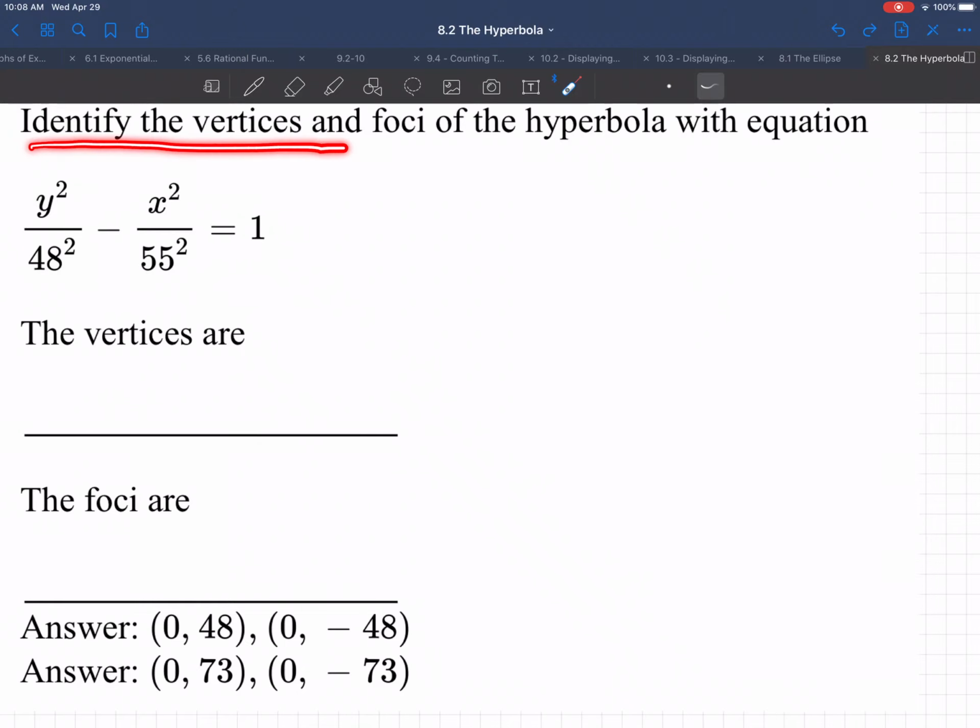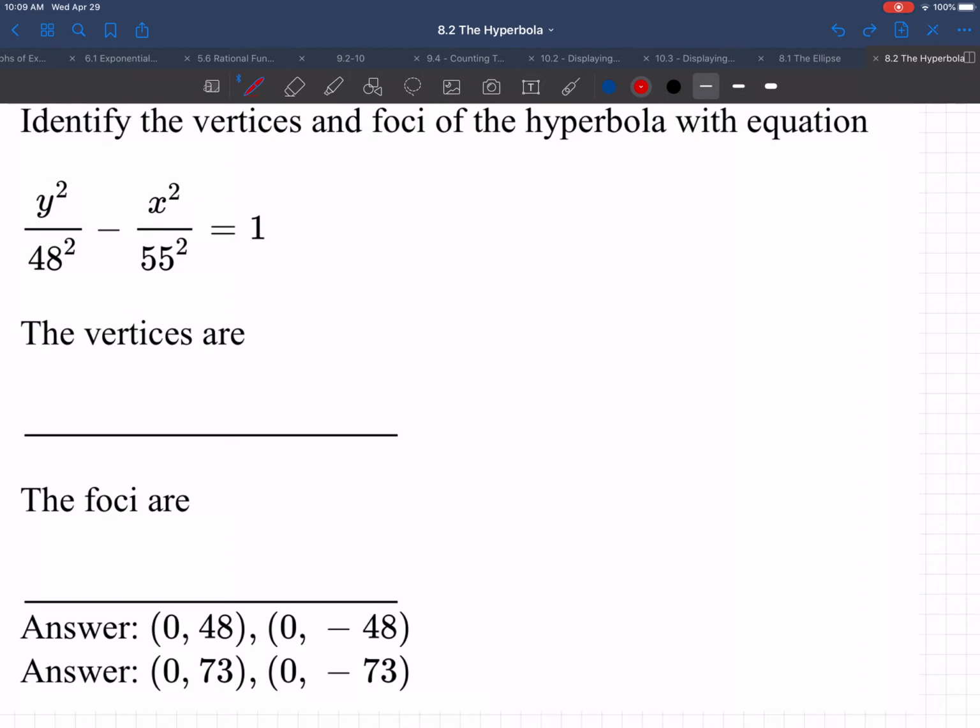Identify the vertices and foci of the hyperbola with this equation. All right, so how do we go about this? Well, we've got to remember that there are two kinds of hyperbola. We're going to graph it, I should say. Let's basically graph this thing. That's what's going to help us out.